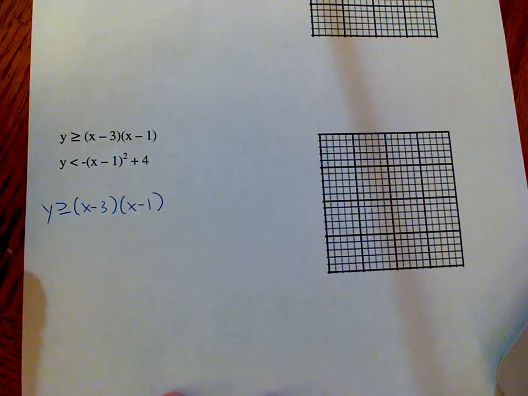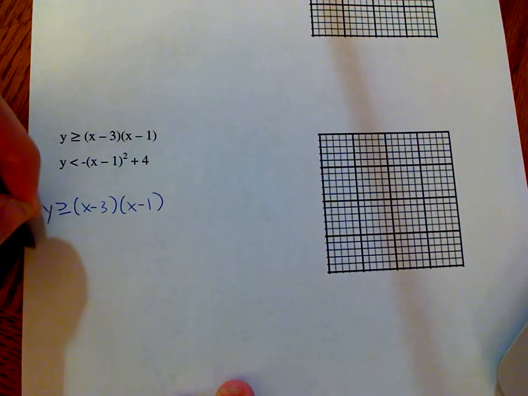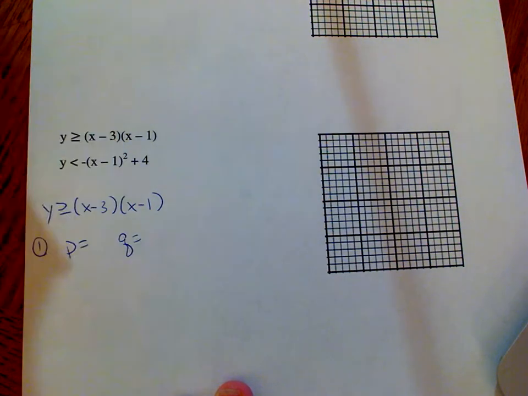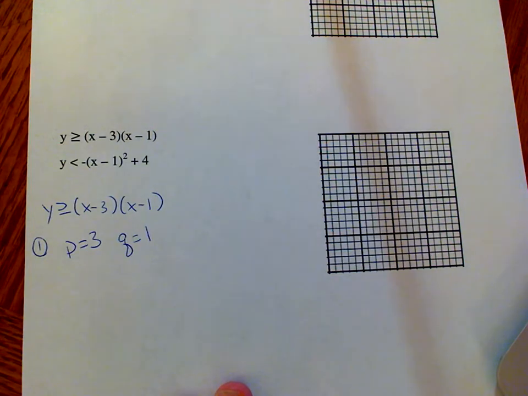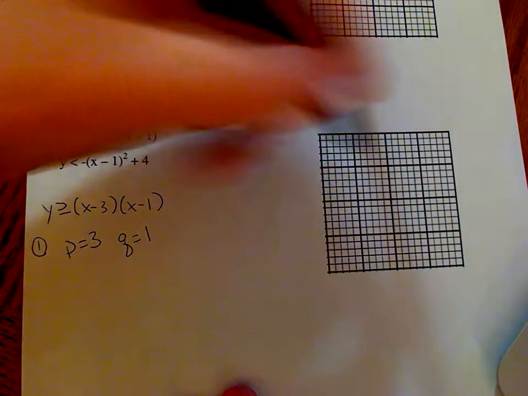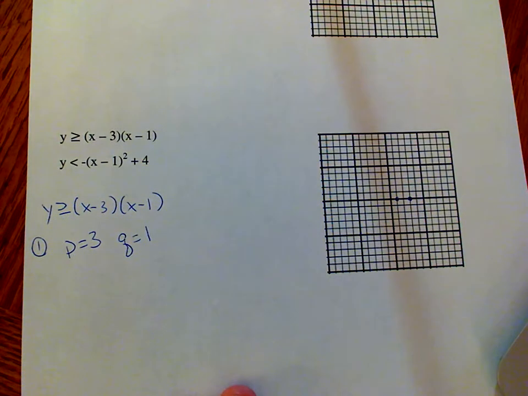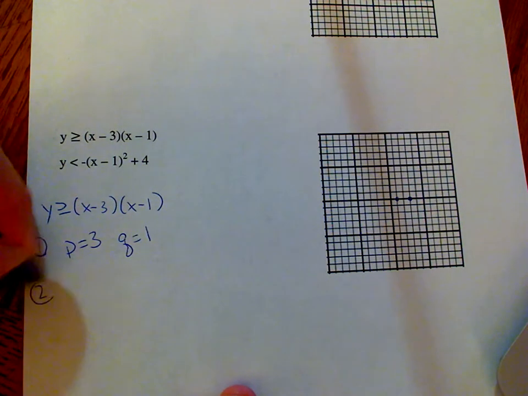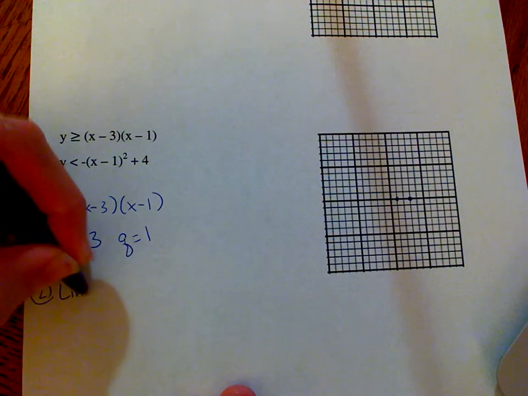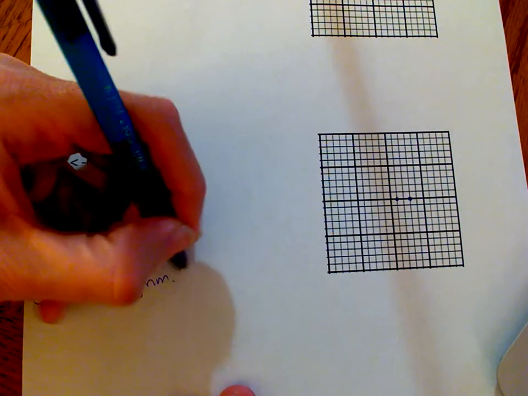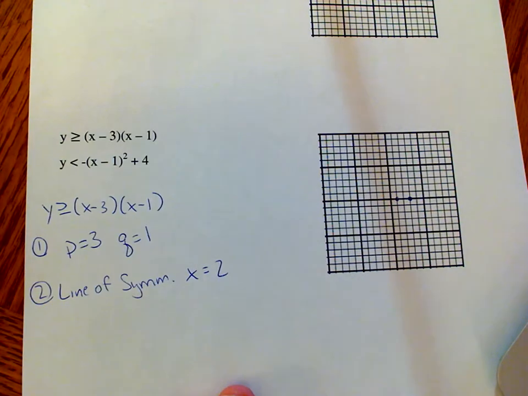The first thing we do when we have a problem that is in intercept form is we are first going to identify our x-intercepts. What is our p-value and what is our q-value? And looking at the problem, our p-value is 3 and our q-value is 1. And so those are the 2 points where our parabola will intercept the x-axis. And that means that our line of symmetry will be directly between them, which will be x equals 2.